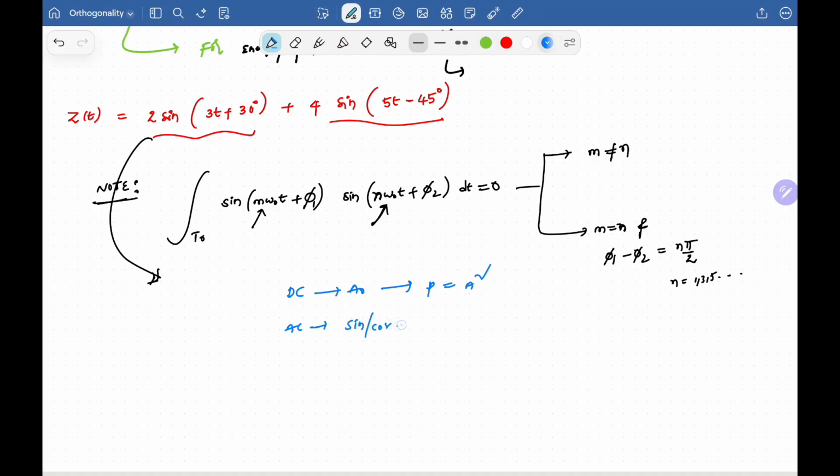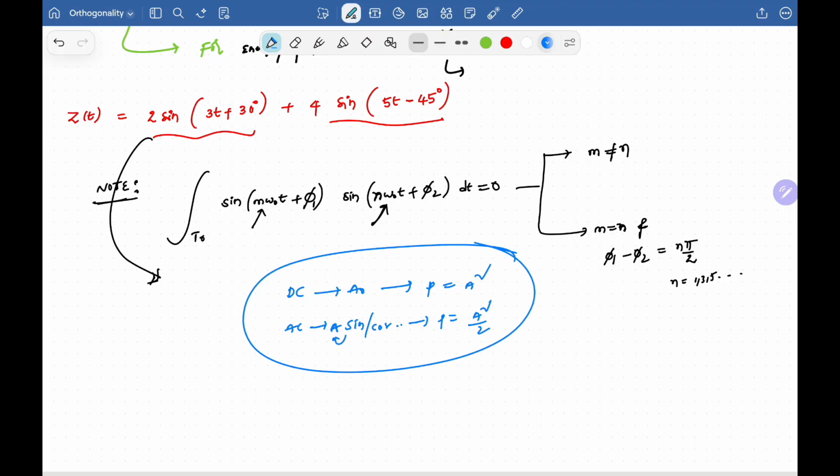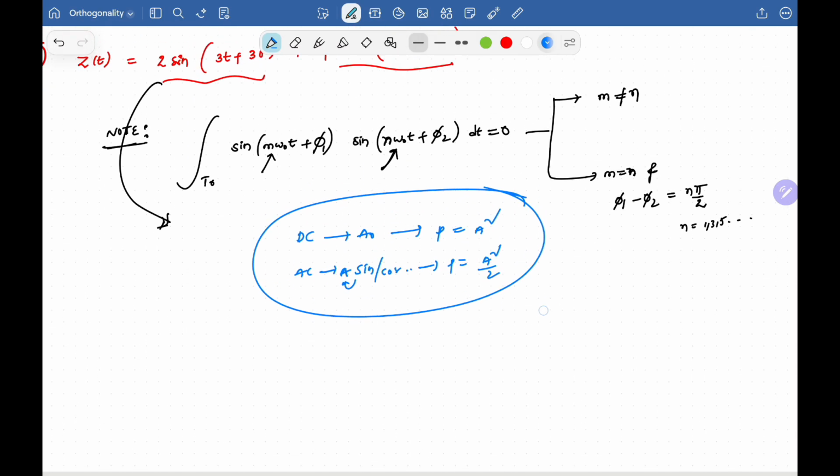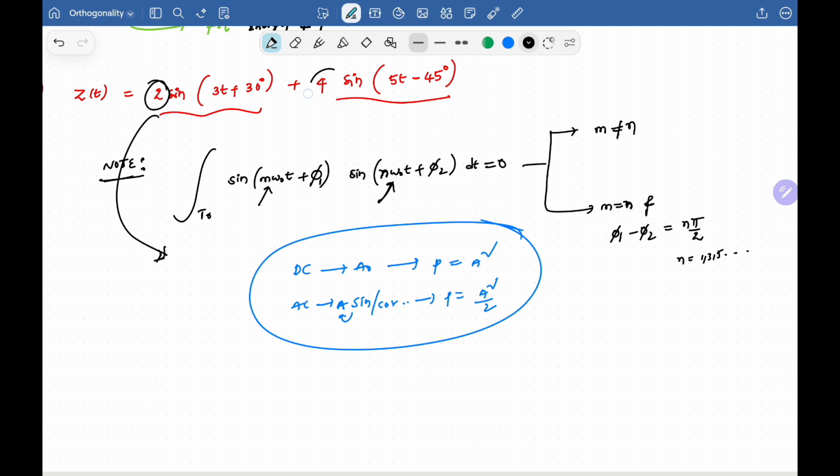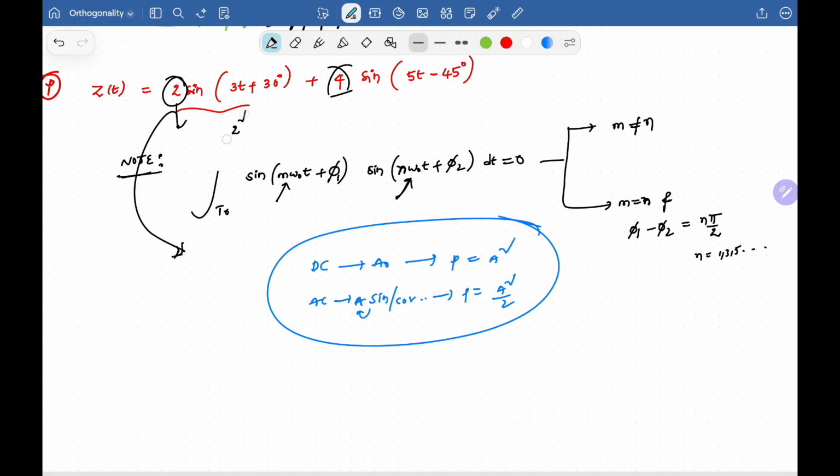like sine, cos, like that, then the power is equal to A square by 2. If they give A sine theta, the coefficient of that sine will be A square by 2. You need to follow that. From that, I want to solve this question. Here it is 2, here it is 4. It's sinusoidal, so it's an AC signal. So the power is 2 square by 2 plus 4 square by 2, then 4 by 2 plus 16 by 2, 20 by 2, which is equal to 10.